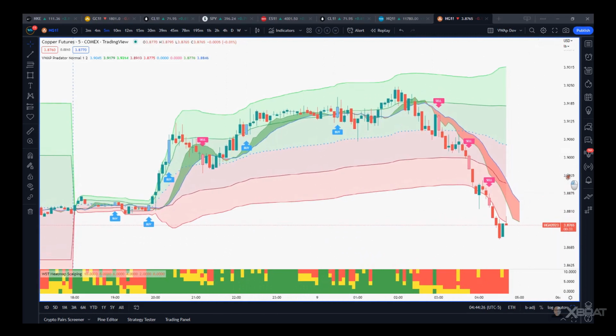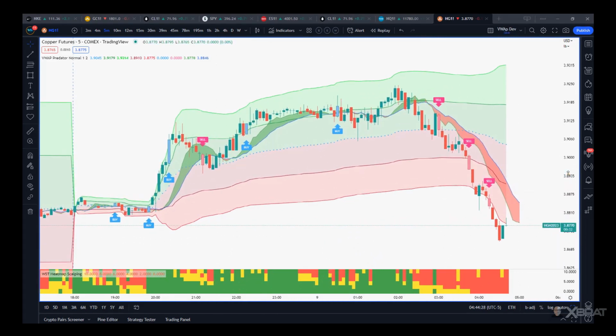I'm going to be talking about a couple of trades. One around just before 8 p.m. EST last night, a really great trade, and then a short into the European session. This is a day trading scalping strategy, and this is the TradingView version. The other versions will be developed in the coming months.